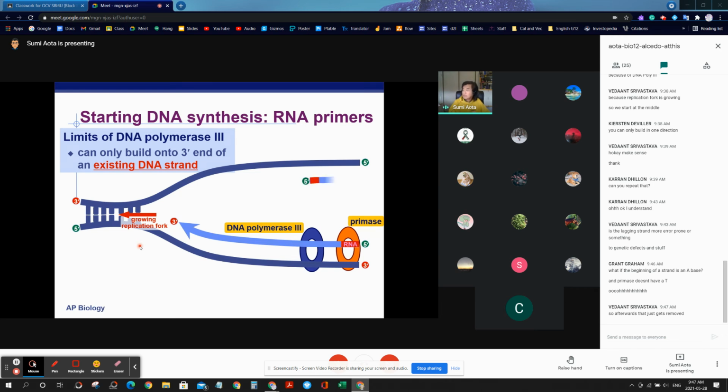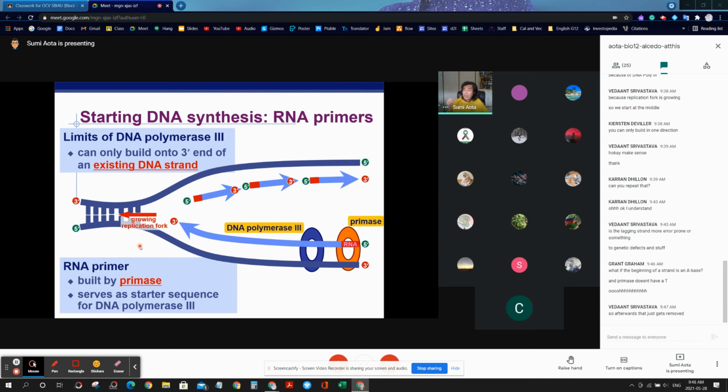And on the other side, you'll have a bunch of little primers that get put in by primase to give you the Okazaki fragments. So this is what I meant, Grant. I'm doing this slowly, bit by bit, because it's complicated. So RNA primers are built by the enzyme primase, and they serve as the starter sequence for DNA polymerase 3.